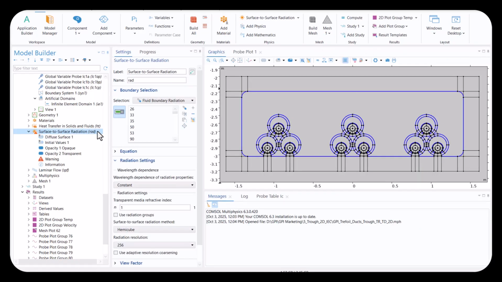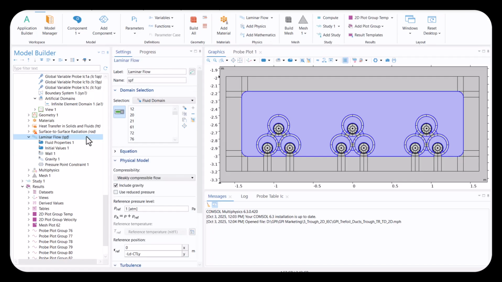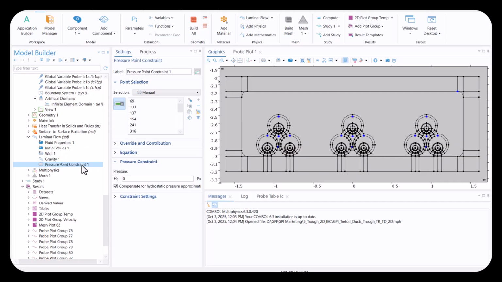For the surface-to-surface radiation physics interface, all boundaries that bound the fluid are selected, and the opaque and transparent domains are identified and selected. For the laminar flow CFD physics interface, weakly compressible flow is selected, include gravity is checked. The magnitude and direction for acceleration of gravity is set. A pressure point constraint is applied to one point in each fluid domain.